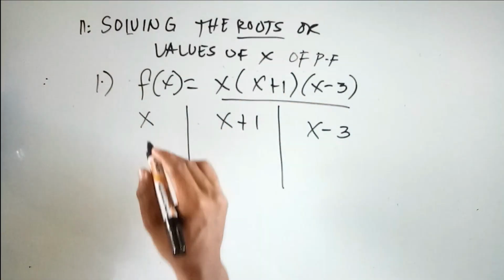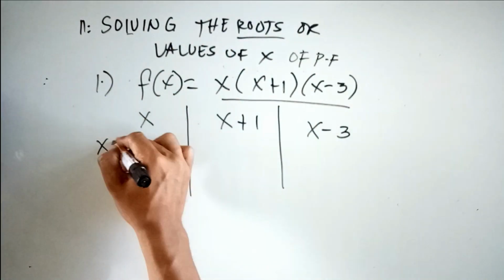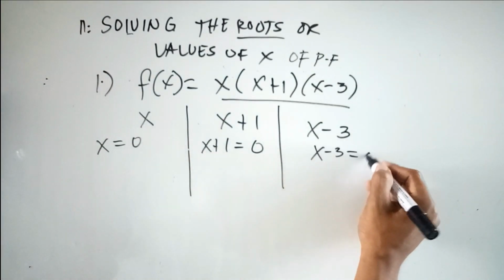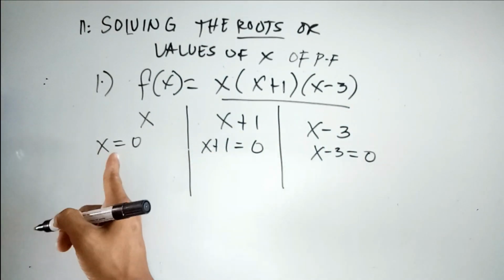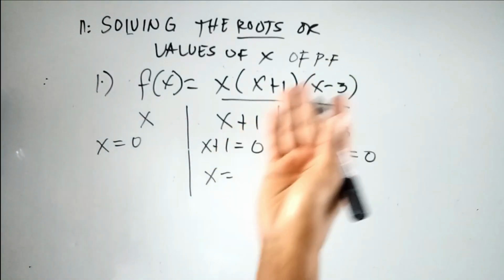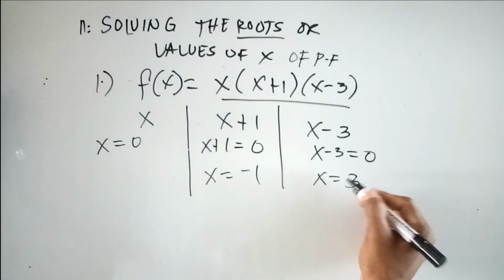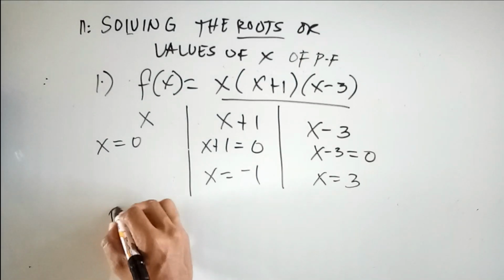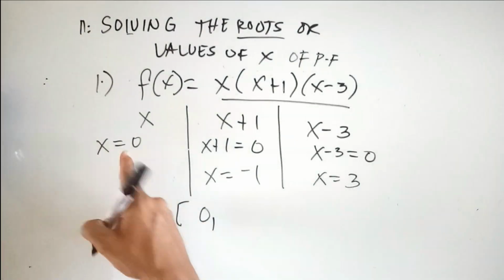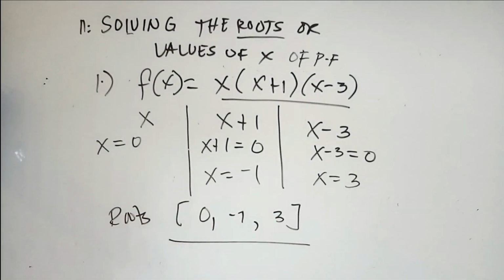Okay, and after that you're going to equate this to 0. This is going to be x is equal to 0, x plus 1 is equal to 0, x minus 3 is equal to 0. As easy as that. Of course, the first value of x is 0, and that one is very easy. In the remainder theorem and factor theorem, it's going to be -1, and this one is going to be +3. Therefore, your roots here are 0, -1, and +3. These are now your roots.